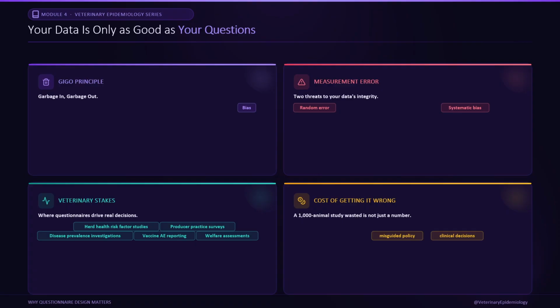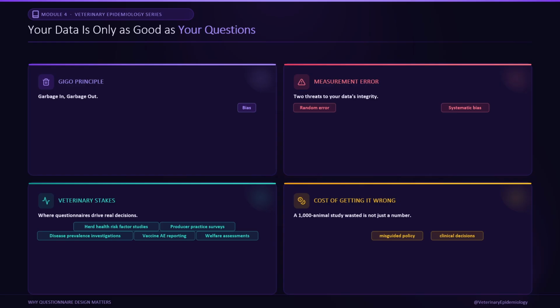Let me put it plainly. A poorly designed questionnaire introduces information bias, also called measurement bias, and that is one of the most serious threats to the internal validity of an epidemiologic study. Unlike random error, which averages out, information bias is systematic. It consistently distorts your estimates in one direction, and it cannot be corrected at the analysis stage. Once the data are collected badly, you cannot fix it.